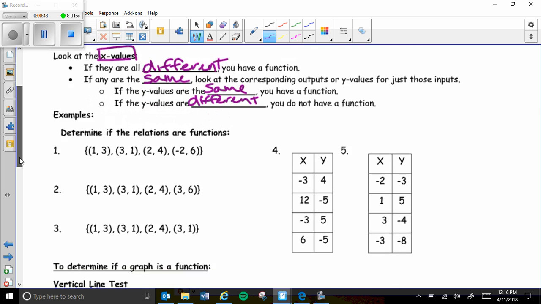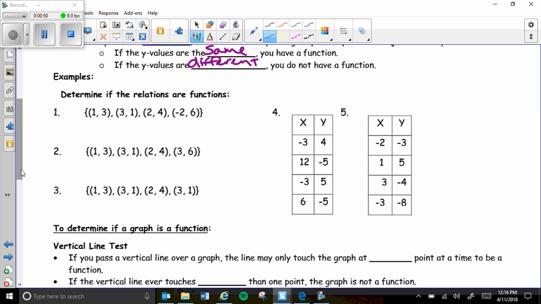So let's look at some examples. It says determine if the relations are functions. So again, we always start by looking at our x's. So I see a 1, a 3, a 2, and a negative 2. Since none of those x values are the same, it's automatically a function. None of my x is repeated. They're all different.